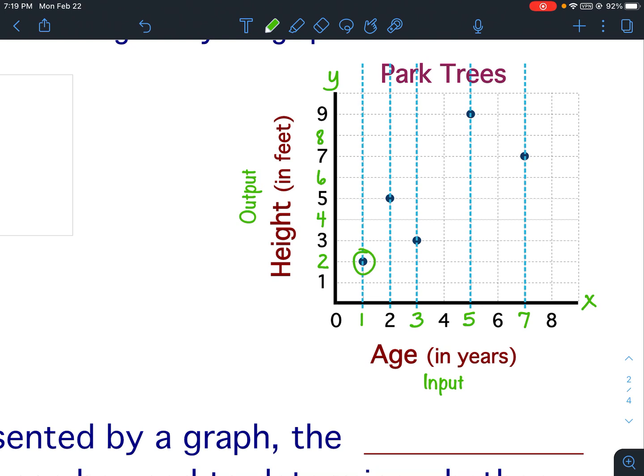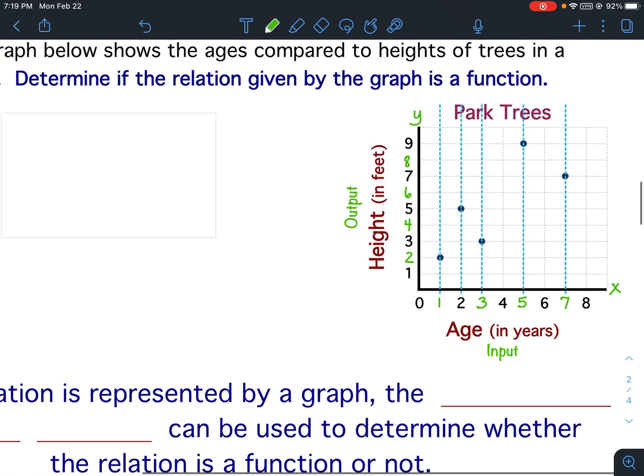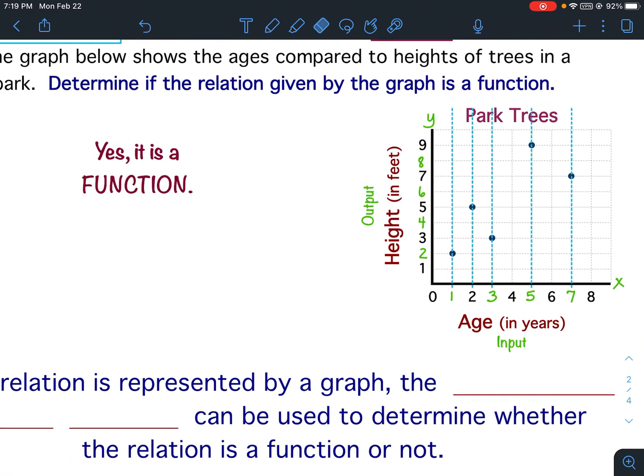input 1 has 1 output of 2. Input 2 has 1 output of 5. 3 has 1 output. 5 has 1 output. 7 has 1 output. So each one of these inputs has exactly 1 output. Therefore, yes, it is a function.